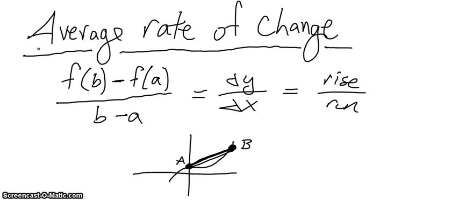Now this is basically how you've learned it in the past as change in y over change in x or rise over run. And just a visual example of what I mean by average rate of change would be the difference, or the rate of change between A and B on the curve at the bottom of the screen.